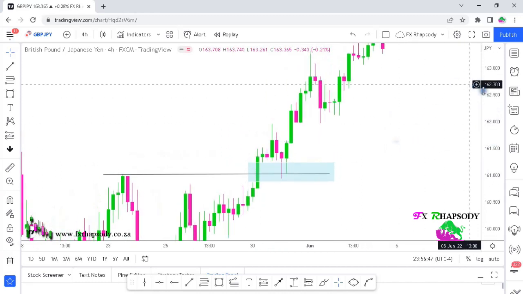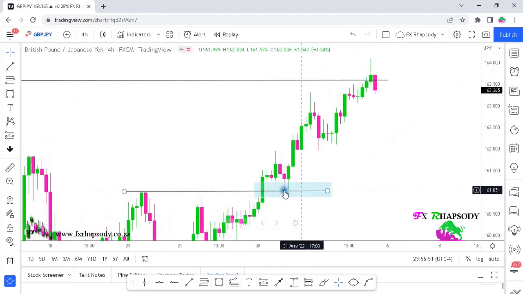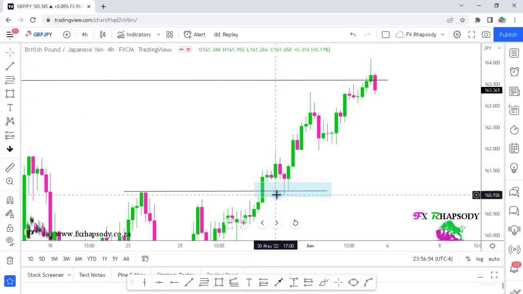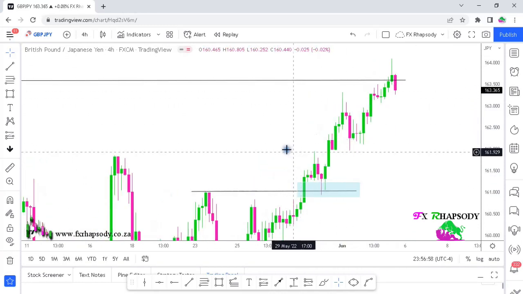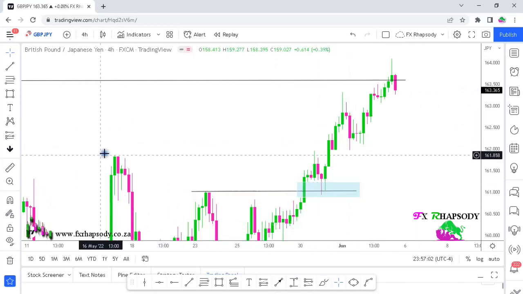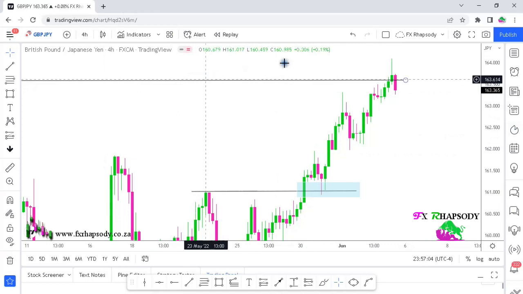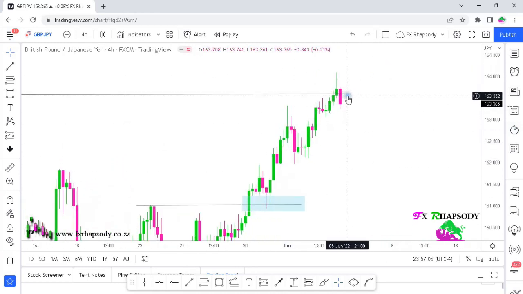So now we have got that area. That's a very nice clean entry for you guys to take that buy, and then price moving to the upside. And what happens is it starts taking out the liquidity in the market. You can see price taking out the liquidity and eventually going up and looking at that area over there.